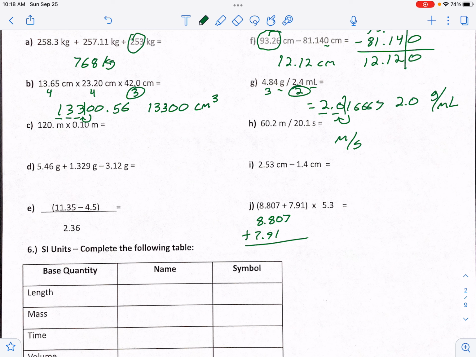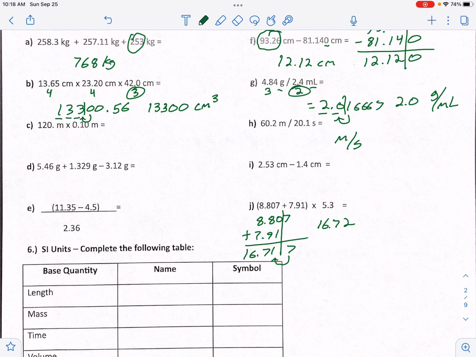We're still going to follow the rules, so we're going to see who my least accurate number is. That's going to be the 7.91 because it stops at the hundredths place. When I add this up, I get 16.717. I am going to use this 7 to round that up, so my parentheses answer would be 16.72.